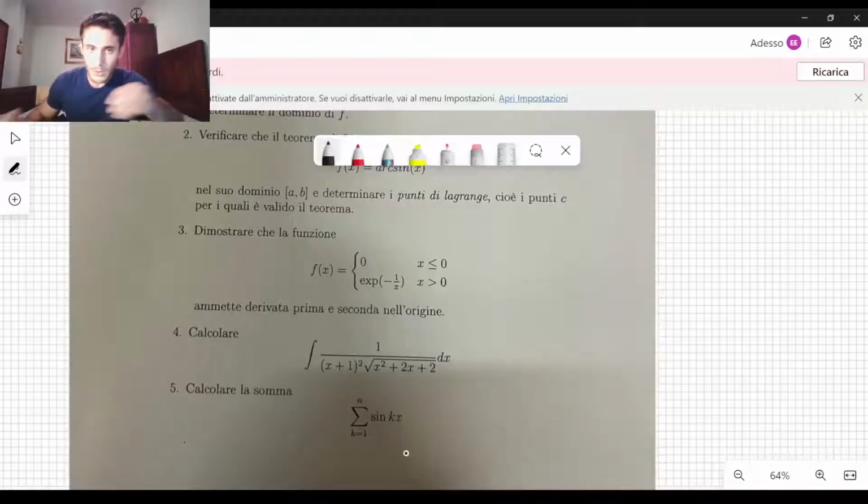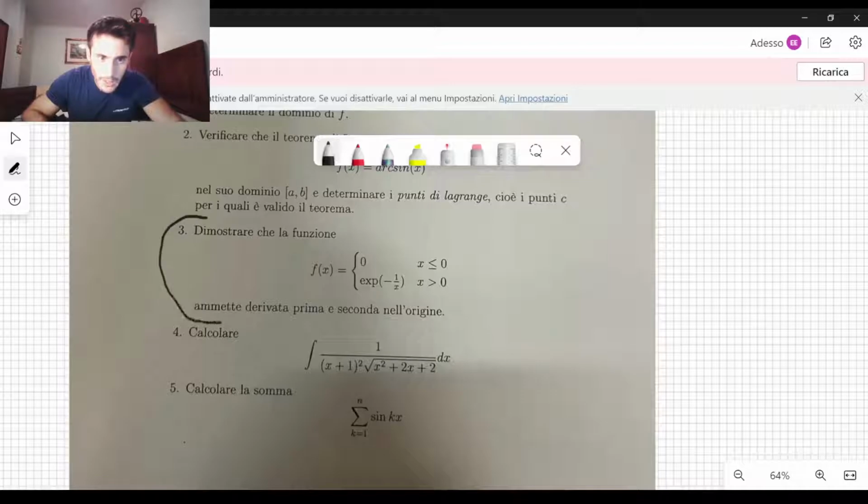In this video, I want to solve the third problem that you see here from this calculus exam. This third problem asks us to prove that the following function, f of x equal to 0 for x less than or equal to 0, or equal to the exponential of minus 1 over x for x greater than 0, admits the first derivative and the second derivative at the origin.